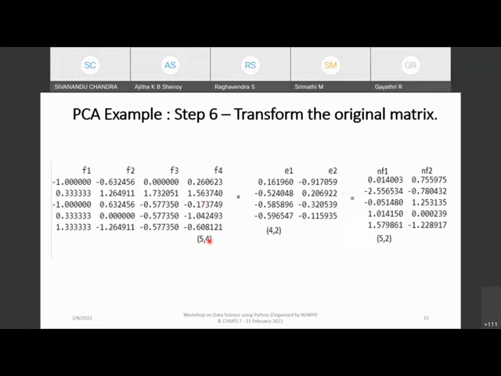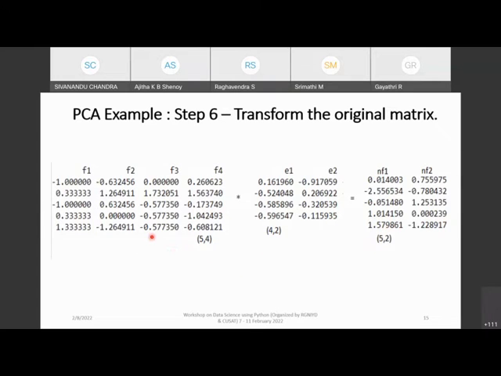That matrix is having order 5 cross 4. So that is the order of this particular matrix. This I am going to multiply with this 4 cross 2 matrix. I have considered the eigenvector matrix E1, E2, and the order of this particular matrix is 4 cross 2. So I am going to multiply this with this. So I will get the new matrix, and the order of the new matrix is 5 cross 2.